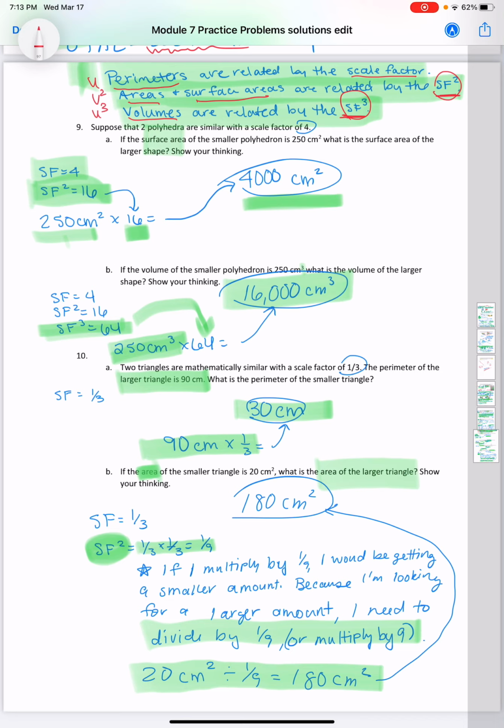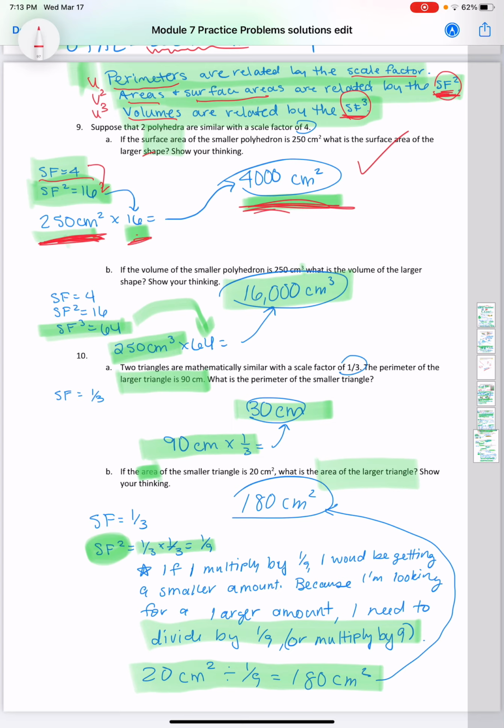Number 9, we've got 2 polyhedra that are similar. The scale factor is 4. Okay. Says if the surface area of the smaller one is 250 square centimeters, what is the surface area of the larger shape? I know that similar figures are related. Their areas and surface areas are related by the scale factor squared. The scale factor was 4, so the scale factor squared is 16. So I've got 250 square centimeters, that was the smaller measurement, times 16, that should give me the new surface area, or the bigger one, 4,000 square centimeters.